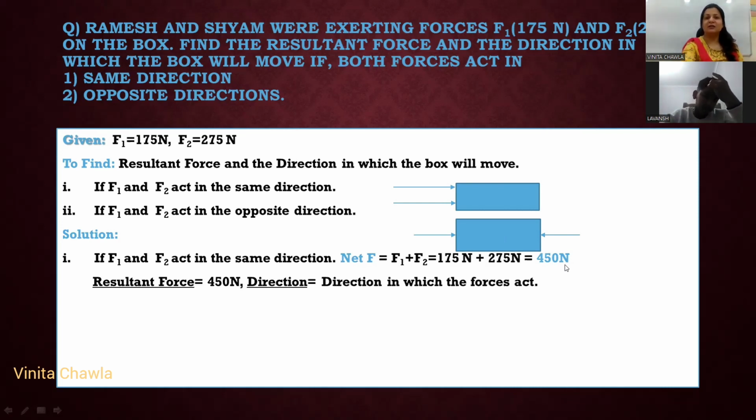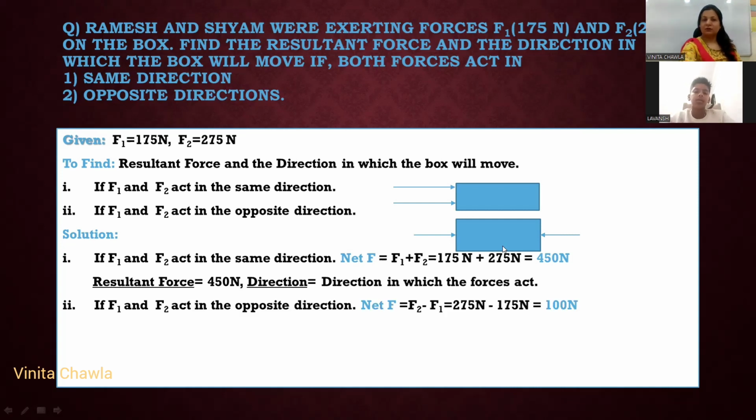And if both the forces are acting in the opposite direction, then one force is exerting from this side, other force is exerting from the opposite side. Then what do we do? We find the net force by subtracting the forces. So when they are acting in the same direction, then we add them. But when they're acting in the opposite direction, then we subtract them.